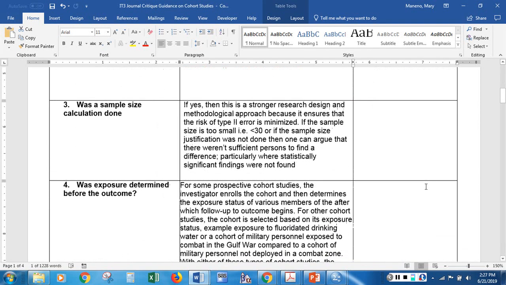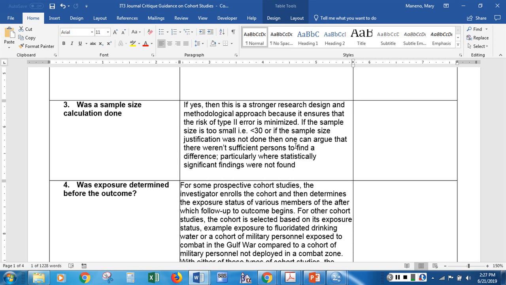Next question, was a sample size calculation done? I said if this is done, that this is a good thing, okay? At the same time, we have a threshold for how low is too low. It is not a requirement to do a sample size calculation for cohort studies. It is great if a study does one, and some do and some don't. So if it's done, it's a positive thing. If it's not done, you could point it out as a negative, especially if some of the results don't turn out to be statistically significant.